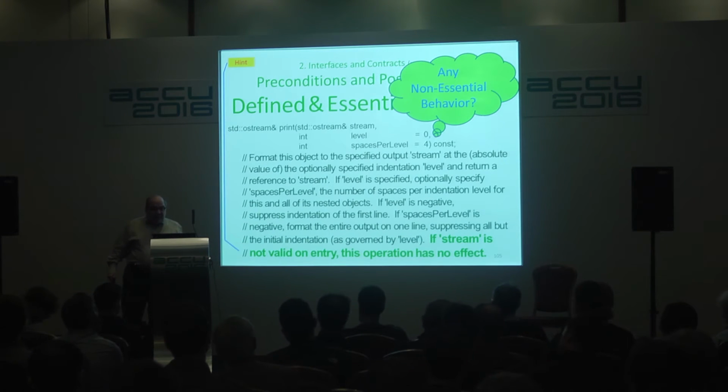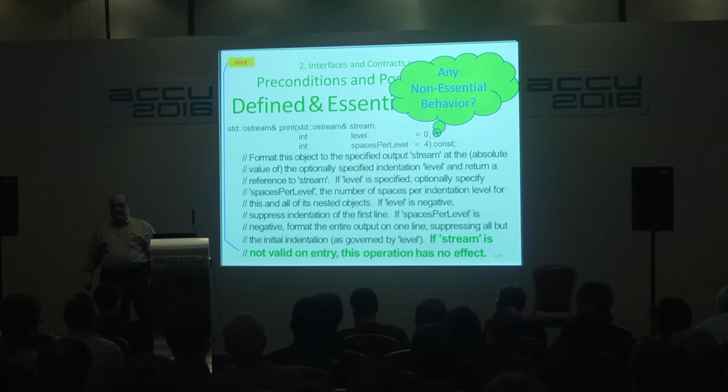Okay. So this is a hint. Any non-essential behavior, and I'm putting this out there as a hint because there is an answer that exists on the last line. It says if stream is not valid on entry, this operation has no effect. What if it is valid on entry, but it somehow goes bad during the operation? Do we know exactly what happens? It doesn't say. So this is an example where it's probably not going to blow up. That's a good thing, because if it were going to blow up, we should tell people it's going to blow up. So it probably doesn't blow up, but we don't know exactly how many characters get put out. So that's an example of non-essential behavior. It's neither undefined nor is it essential.